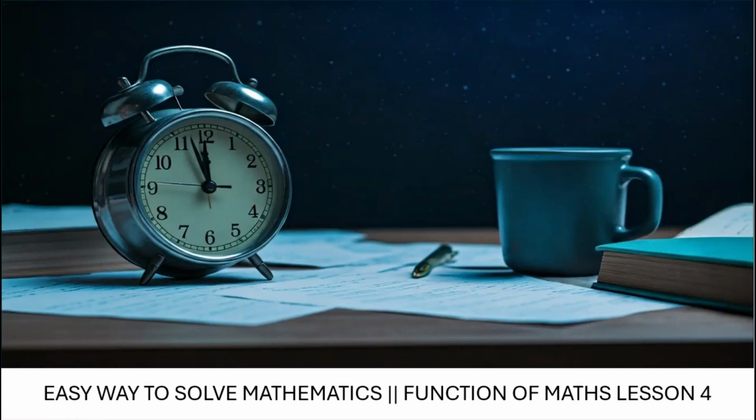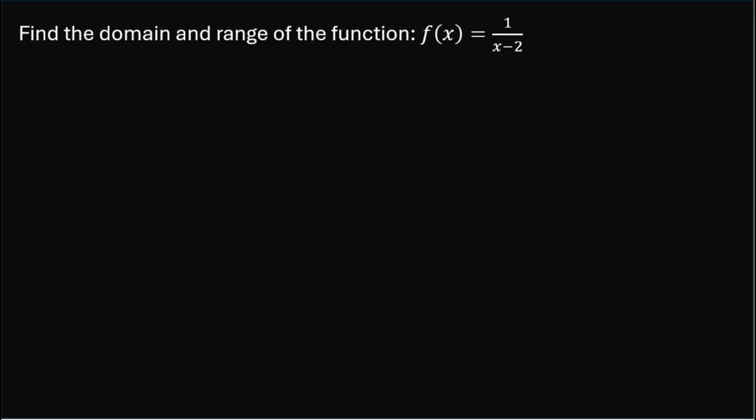In this video, you will learn how to solve functional problems in mathematics. So here today our first problem is: find the domain and range of the function f of x equal 1 over x minus 2. We know that the function will not be defined when the denominator is 0. So we consider x minus 2 equals 0, and we get x equal 2. So the function can be defined for all real values of x except x equal 2.